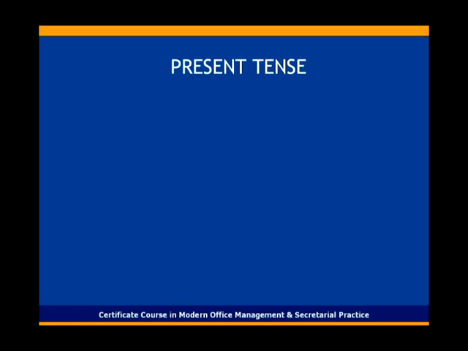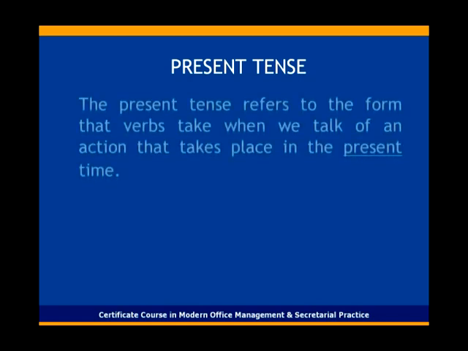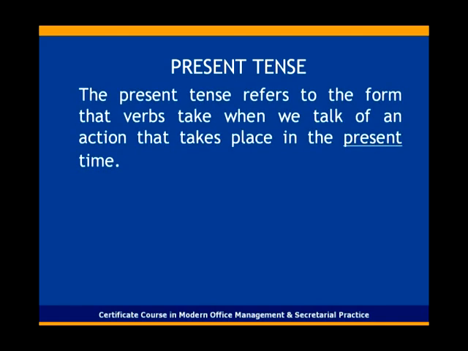The present tense refers to the form that verbs take when we talk of an action that takes place in the present time. In present tense, we use only auxiliary verbs that apply to now. The auxiliary verbs are is, am, are, has, have.